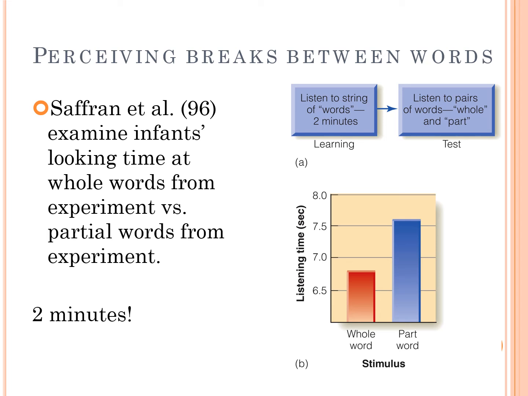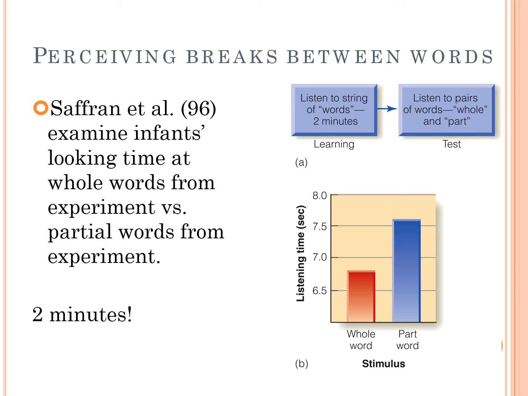So what they would do is they would have the infant look at maybe a light or something, and as they were looking at the light, that would cause them to hear the string. The string of words or partial words would be played as long as they look at the light, and when they look away from the light long enough, it stops playing. So this is giving some indication of their interest.